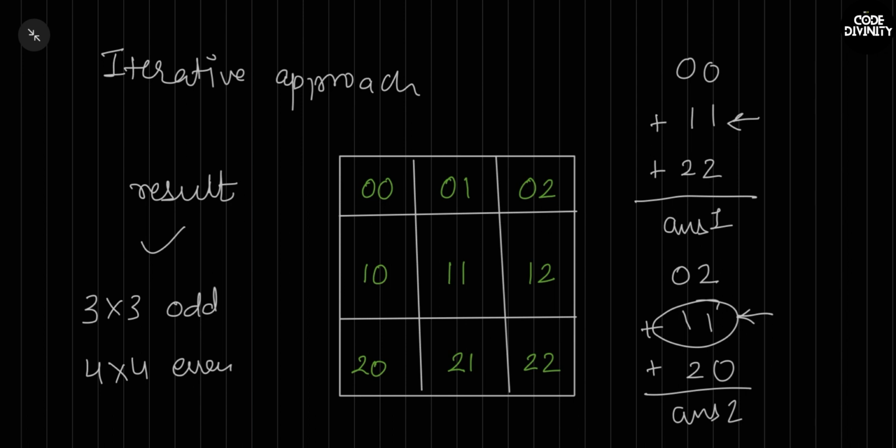Let's see how. Consider a 2 by 2 matrix. So our first diagonal will be this one and the second diagonal will be this one. Now there is no middle element or there is no intersecting element in this case. Now let us write the algorithm for this solution. Now let's see the steps of the algorithm to solve this problem.